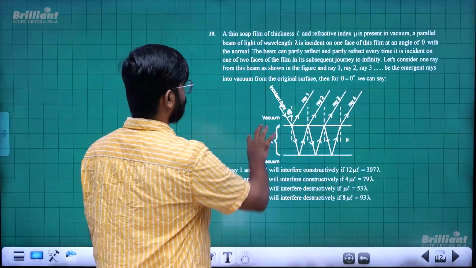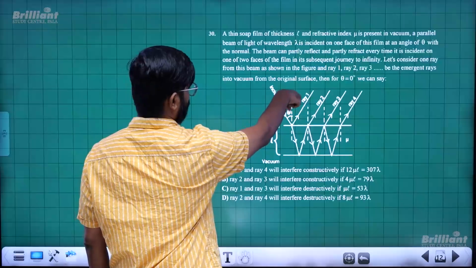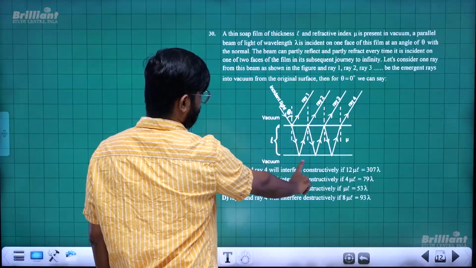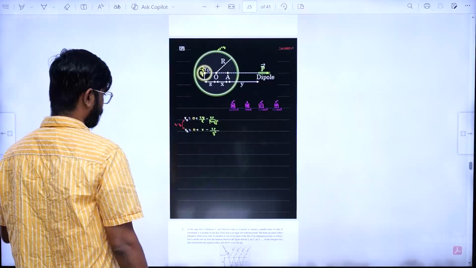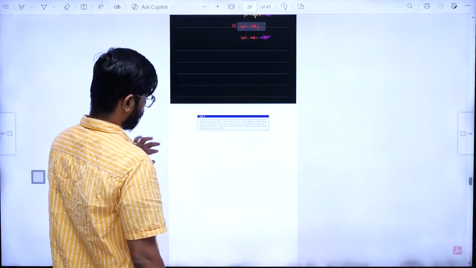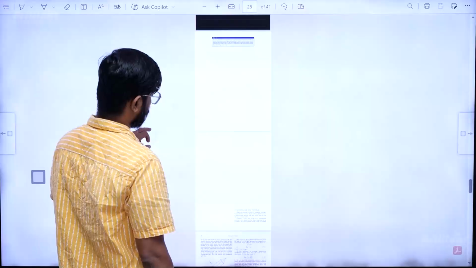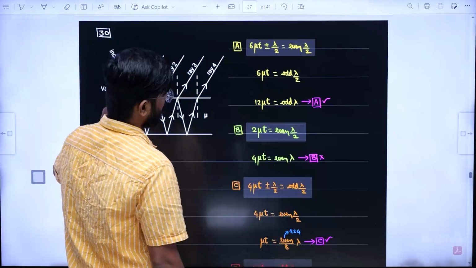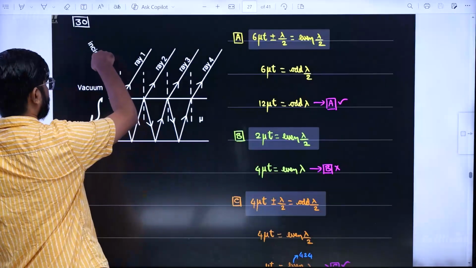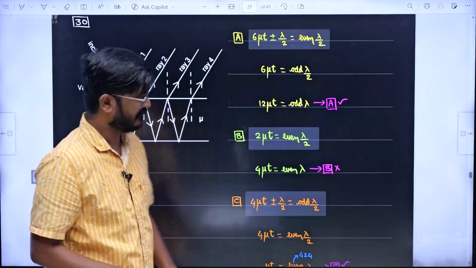Then for theta equals 0, it is almost normal, so this is going to be t, this is going to be t almost. They were talking about interference. Those who have no idea about interference, I will be attaching a PDF from H.C. Verma, so you can read that if you are interested. Those who know should be able to make sense. They were talking about ray 1 and ray 4.